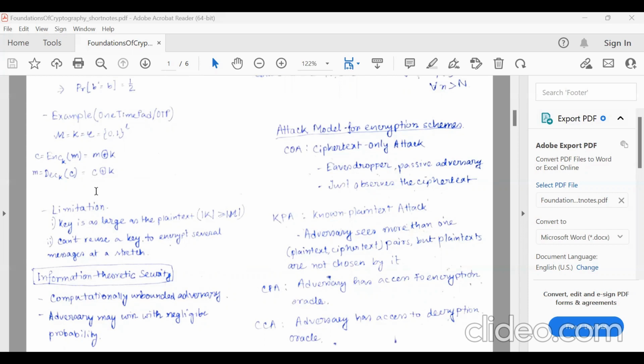So anyway, to overcome these limitations, we introduced the concept of computational secrecy, which is applicable in the real world or modern cryptography. Okay.